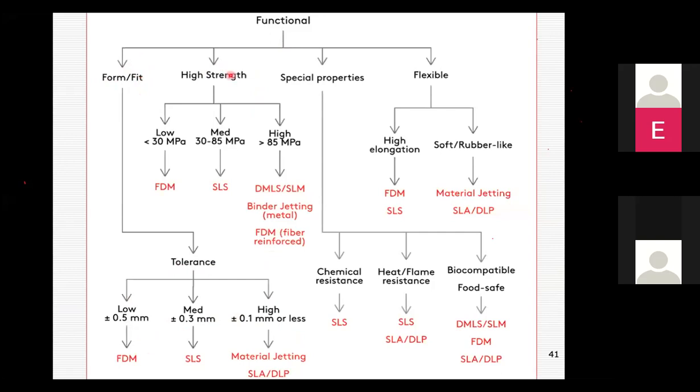Or if you are looking for high strength structures, maybe less than 30 MPa, or 30 to 85, or more than 85 MPa that you are anticipating, then you can choose an appropriate AM technology. Or you're looking for some special properties, chemically resistive, or heat resistive, or biocompatible, then you can choose an appropriate technology. Or flexible, highly elongative, or soft, rubber-like, then you can have the choices. So we need to pick our technology or process based on the application.